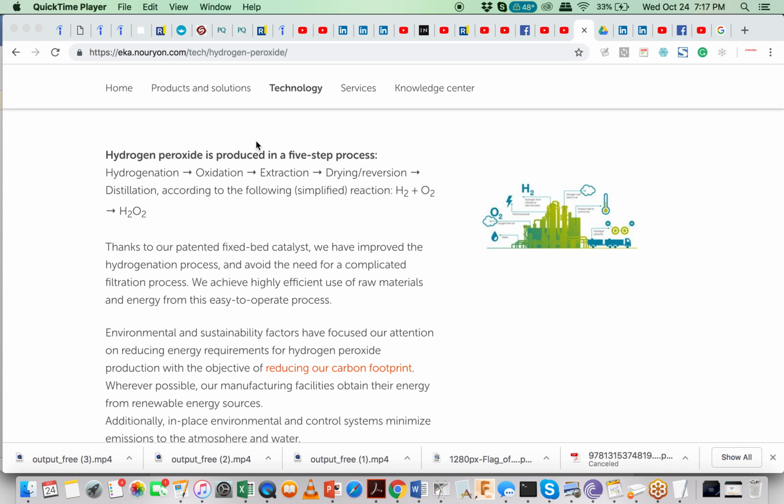Hydrogen peroxide is produced in a multi-step process: hydrogenation, oxidation, extraction, drying, reversion, distillation, according to the following simplified reaction: H2 plus O2 gives H2O2.